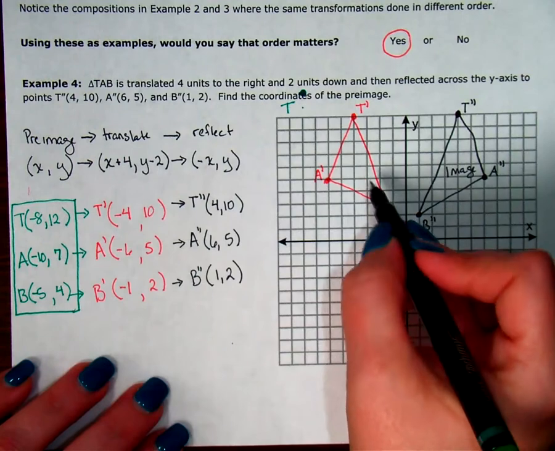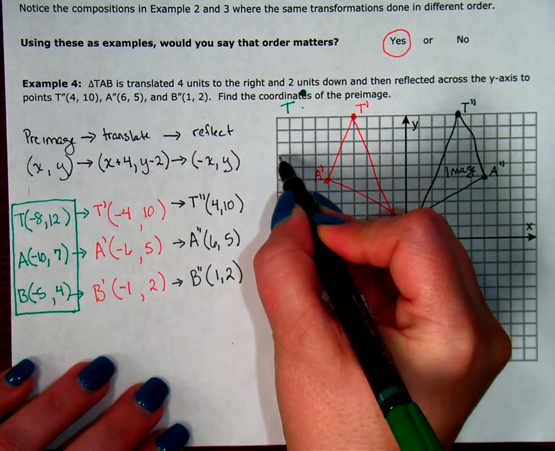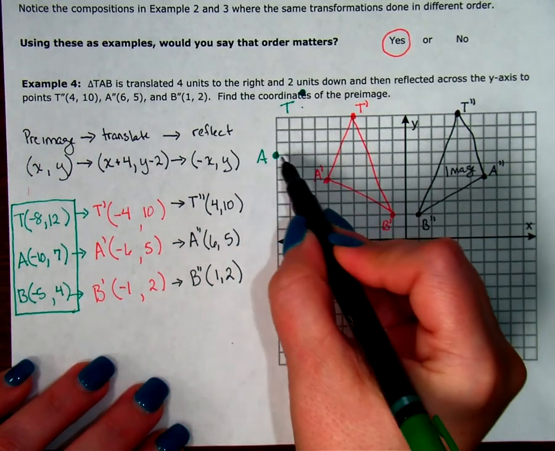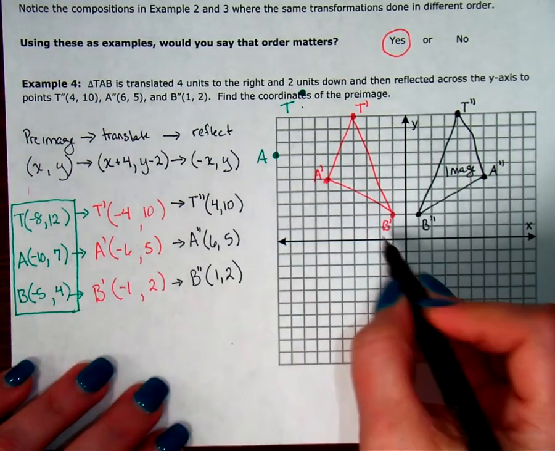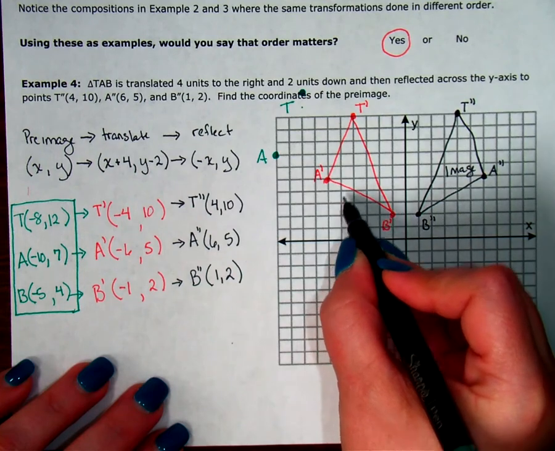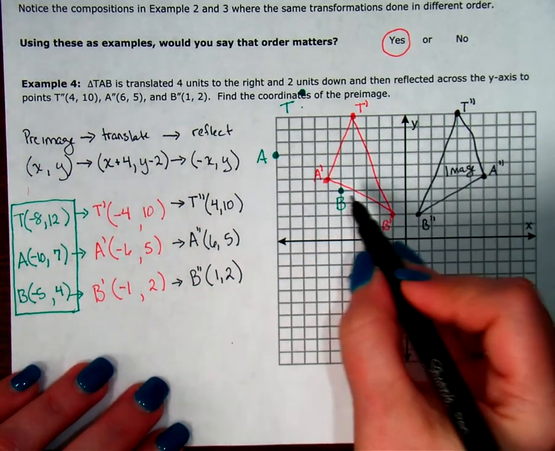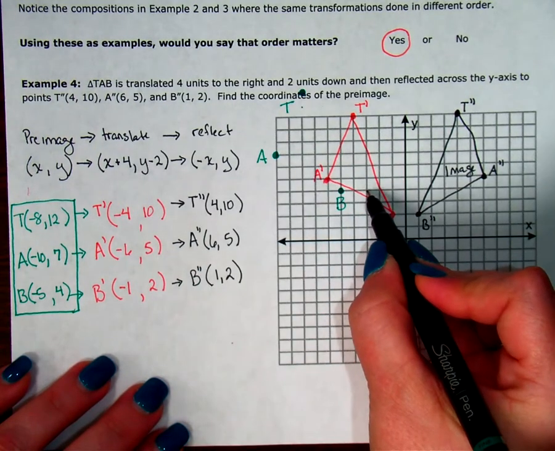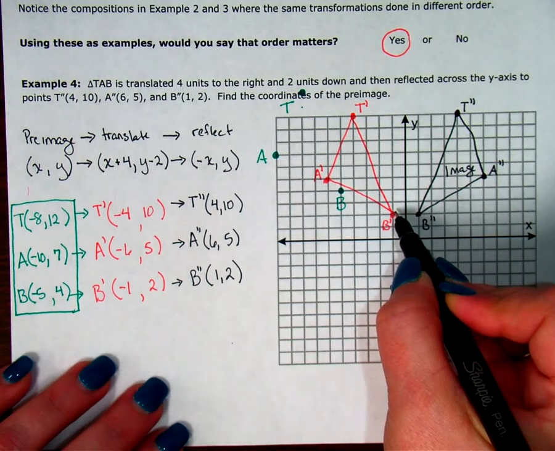A is at negative 10, 7. And notice when I translate 4 and negative 2, 1, 2, 3, 4, negative 2. And B is at negative 5, 4. 1, 2, 3, 4, 5. 1, 2, 3, 4. Here is my original point B. And if I translate to the right 4 and down 2, 1, 2, 3, 4, 1, 2, I can see that I do land on that B prime.